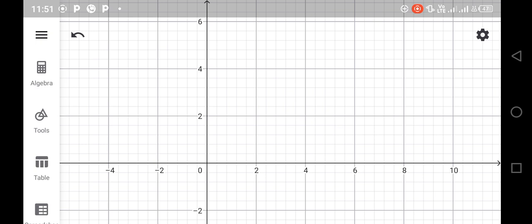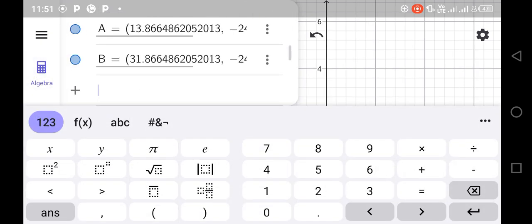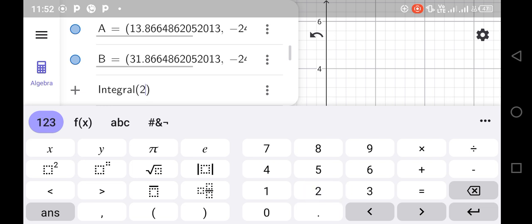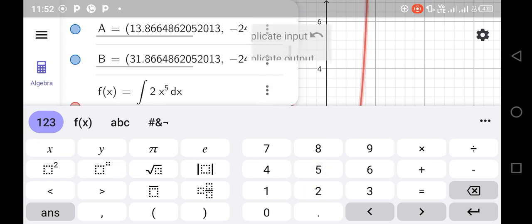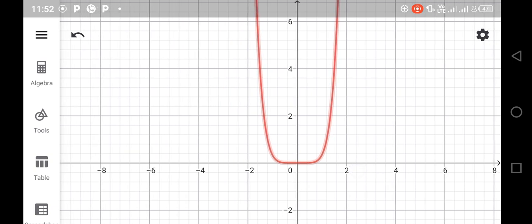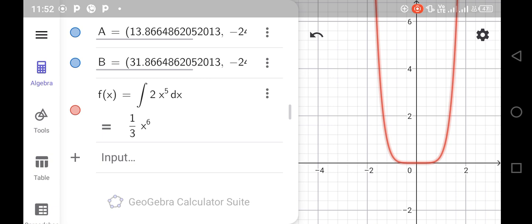Let us write that equation. We can say the equation is the integral of the function 2x raised to power 5, and see what it brings there. So that's the question. That is our graph. We have expressed that graph in that particular form. As we can see, it is a third, the function now after doing integration.